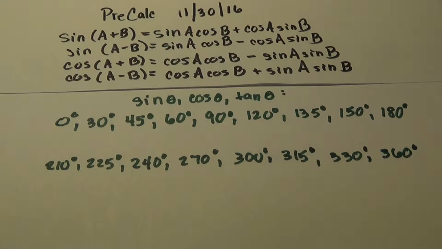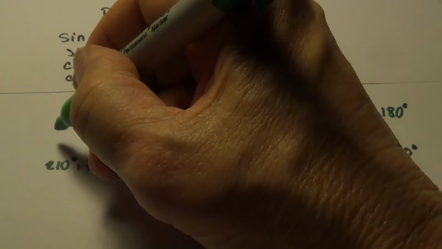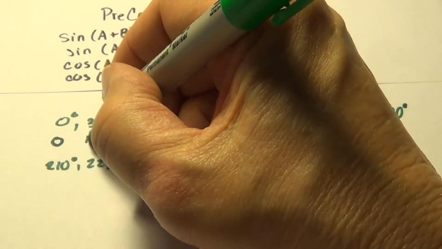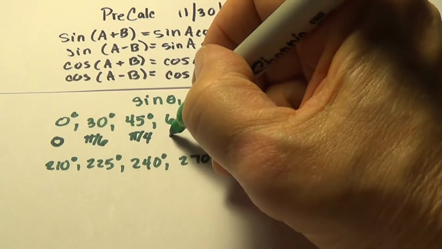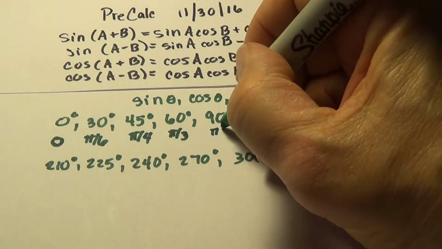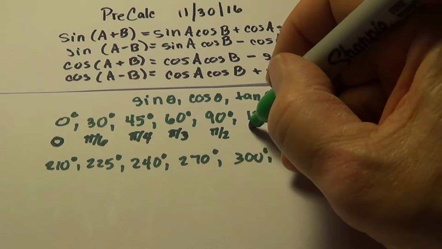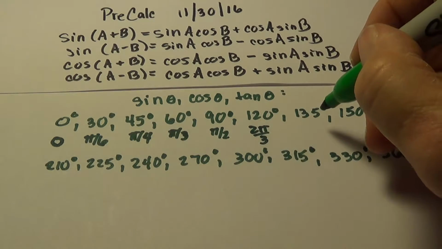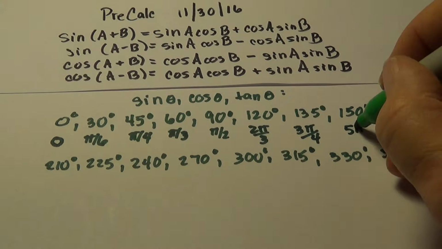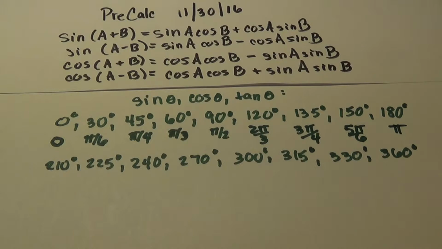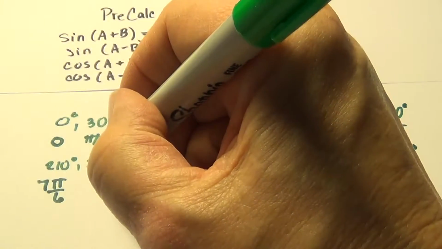Now I'm going to also list the radian measures, as they also will be helpful. So 0 degrees is 0 radians, 30 is pi over 6, and off we go around the circle again. Alright, there's the radian measures for those angles. And at 210 we're what? 7 pi over 6, then 5 pi.